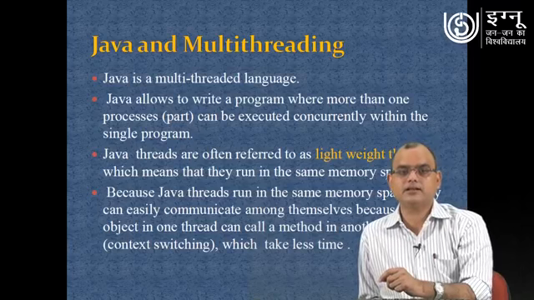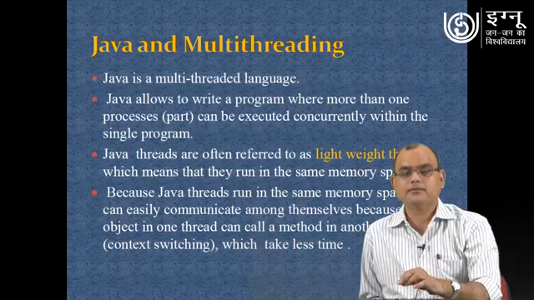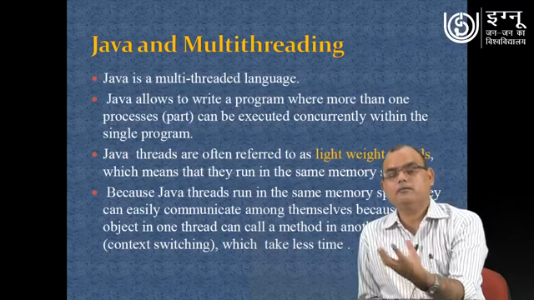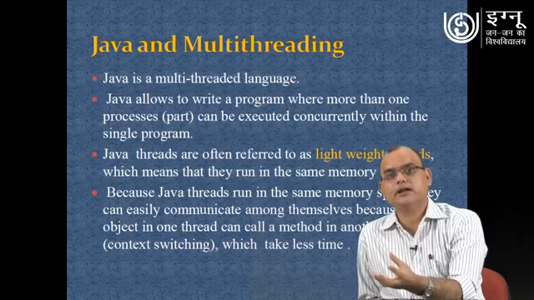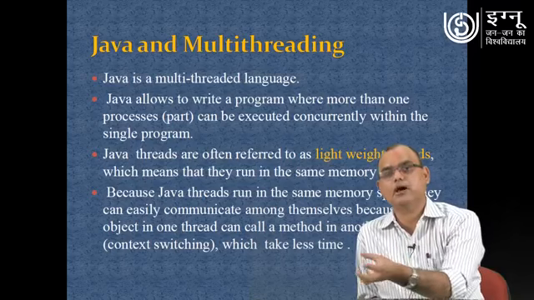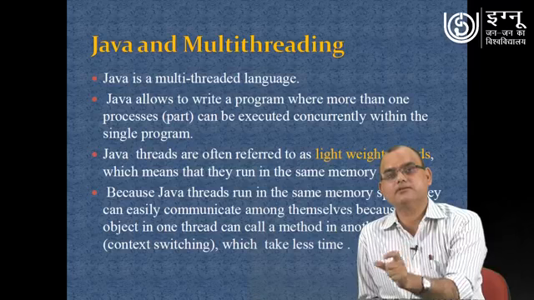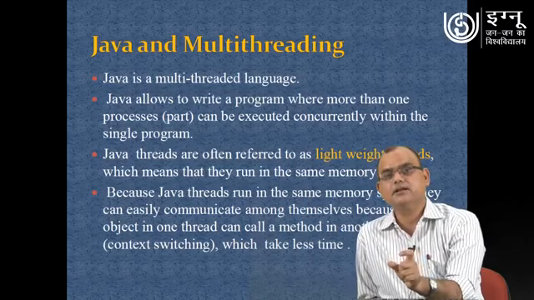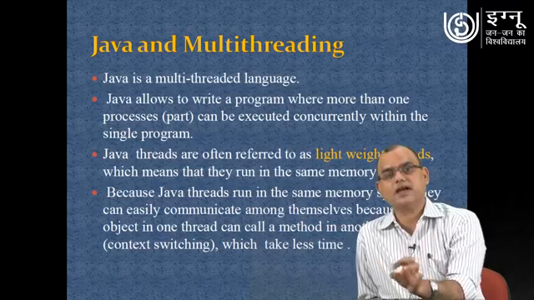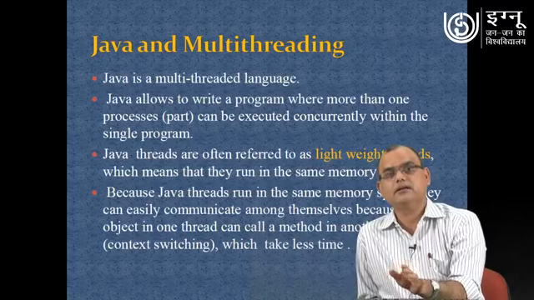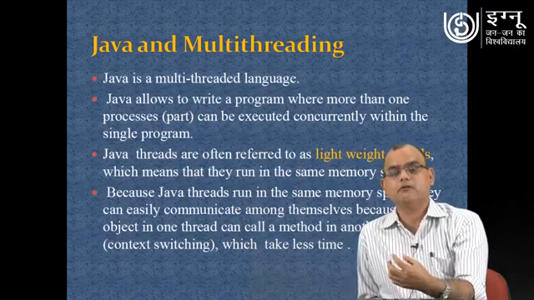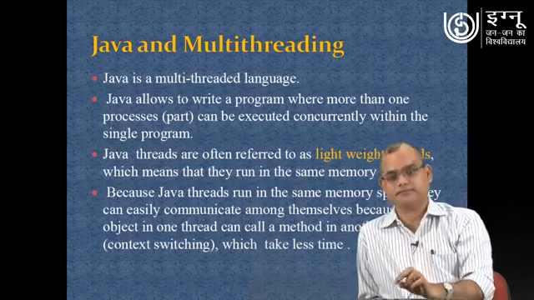Because Java threads run in the same memory space, they can easily communicate among themselves because they are in one environment only and they are loaded in that particular memory space. The whole program is loaded, and if that whole program is divided into multiple sub-processes, or multiple processes as we are saying, those different processes can execute simultaneously and they can perform the activity as well as communicate with each other also. It means one thread can communicate with another thread.